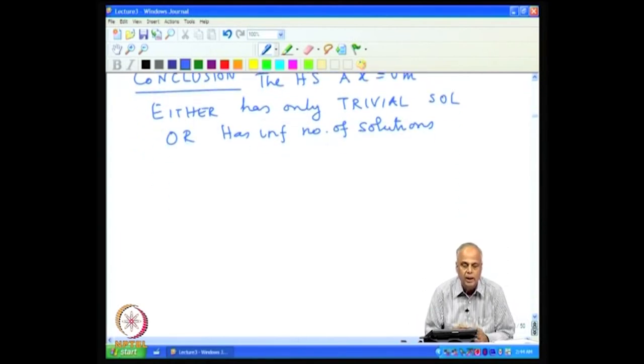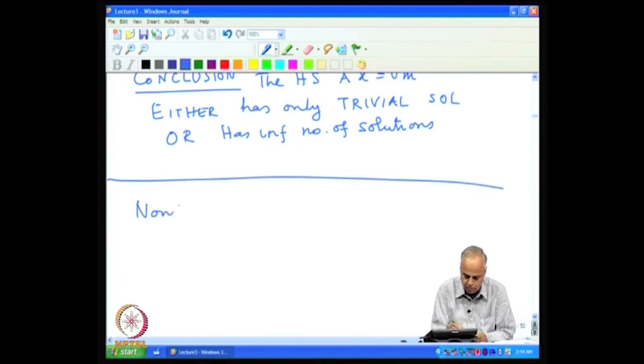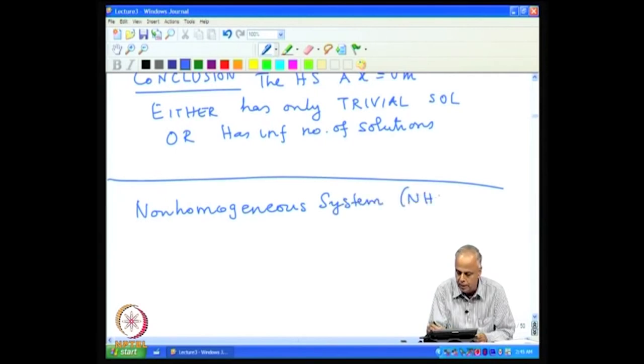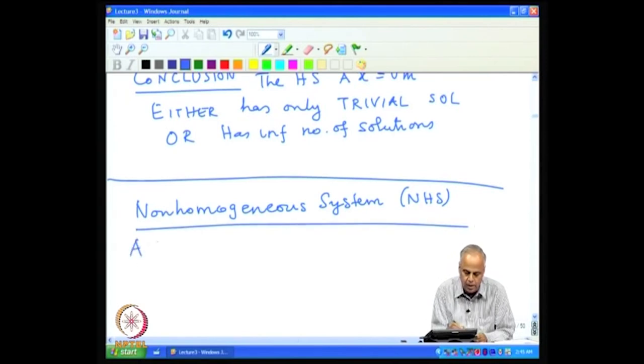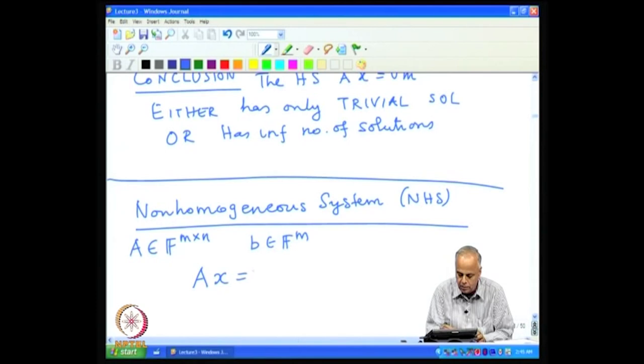Now, having found that the homogeneous system has this varying property of either only the trivial solution or an infinite number of solutions, we shall see what it has got to do with the non-homogeneous system that we are trying to solve. So, let us now look at non-homogeneous systems. As I pointed out, from now on we will simply write it as NHS. So, we are given a matrix A belonging to F^(m×n), and we are given B in F^m, and we are looking at the system Ax equal to B.